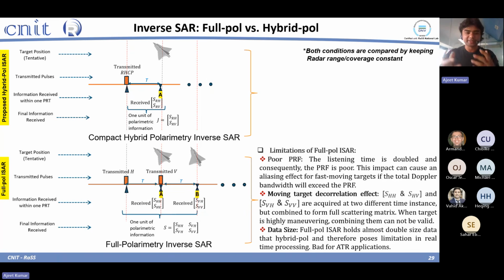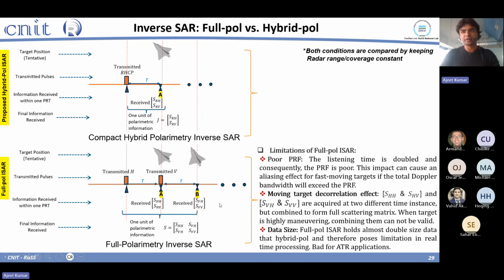For sure, when it is static or moving very slowly, you can argue that, okay, we are transmitting the electromagnetic wave, it's very fast, it's stop and go, and there's no problem. But in this case, it can have a problem, and there is a decorrelation effect.